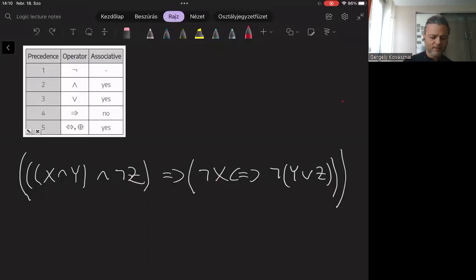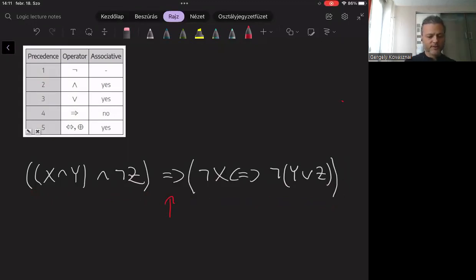So the main operator is definitely this implication here. It connects its left-hand side, which is actually a compound formula, and the right-hand side, which is also a kind of compound formula. Okay, in such situations, you can definitely eliminate the outermost pair of parentheses. So this parenthesis here and this parenthesis here.